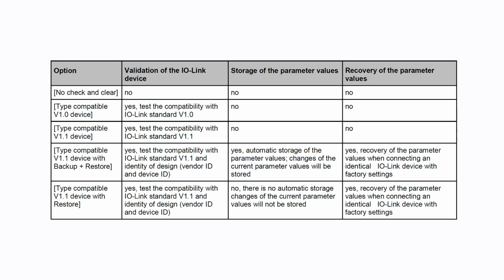The validation check for the new I/O link standard 1.1 can be extended by the data storage options restore or backup and restore. The restore function saves a parameter set once and automatically transfers it to a new device with factory settings. The backup and restore function also saves any parameter changes made in the meantime. As soon as a new device with factory settings is connected, the saved parameter set is transmitted.